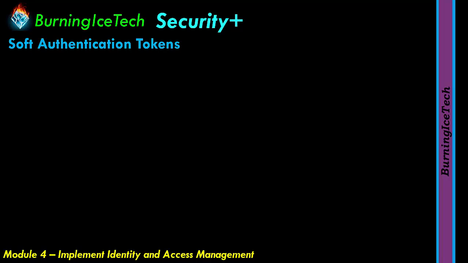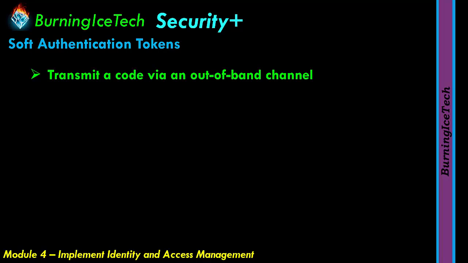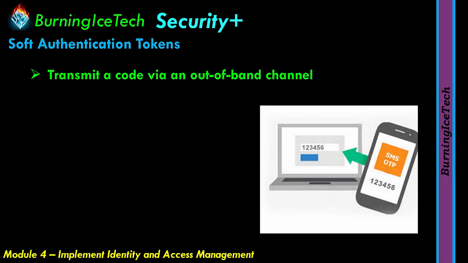So if you don't know what this is, a soft authentication token, folks, is a one-time password which is generated by the identity provider and transmitted to you or the user. In other words, we are going to go and transmit this as a code via some sort of out-of-band channel. This can be sent to you or the user via SMS, which some of you guys might know as a text message. This could be sent to you in an email, which is a little bit more common these days.